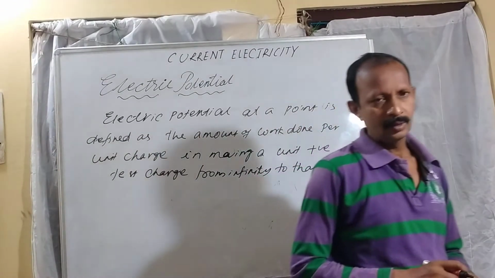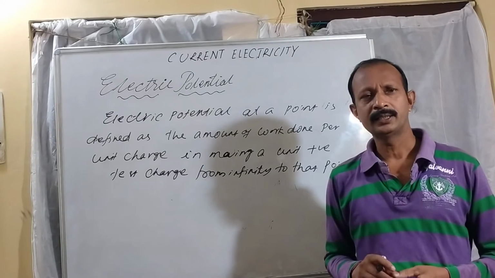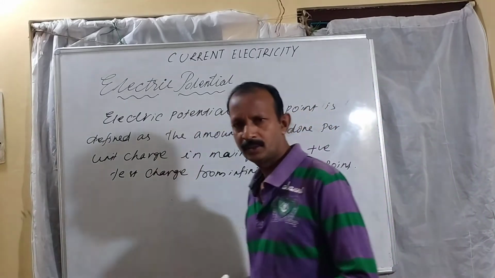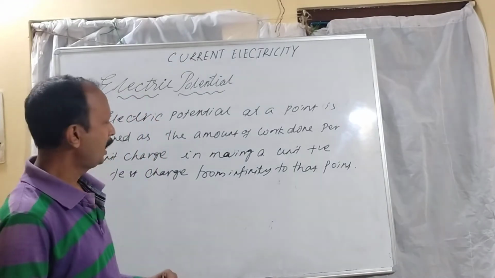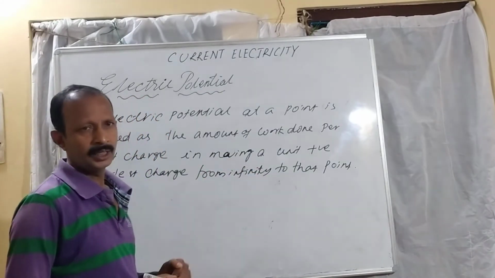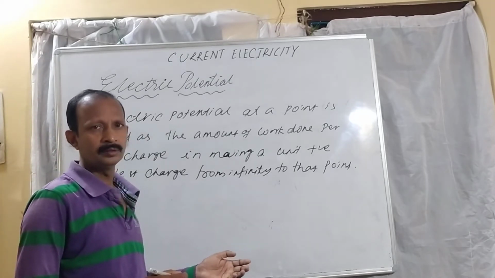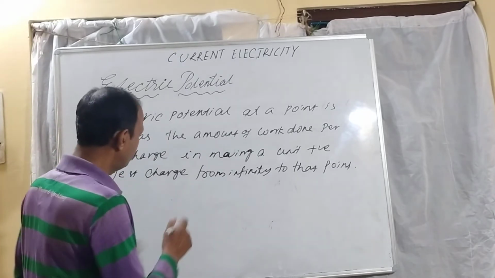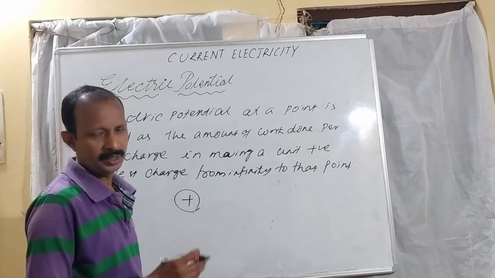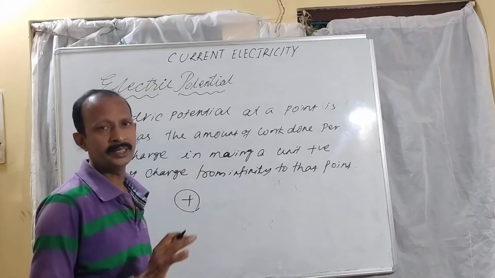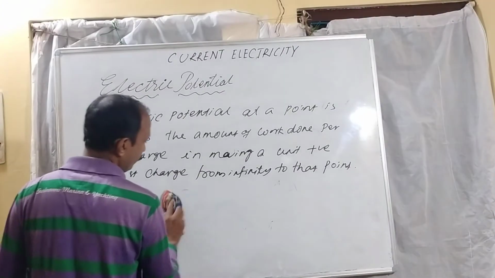I use the word infinity. The thing is that we assumed that at infinity, the influence of the big charge, what I said, will be 0. That's why I use the term infinity. So this is about the electric potential.